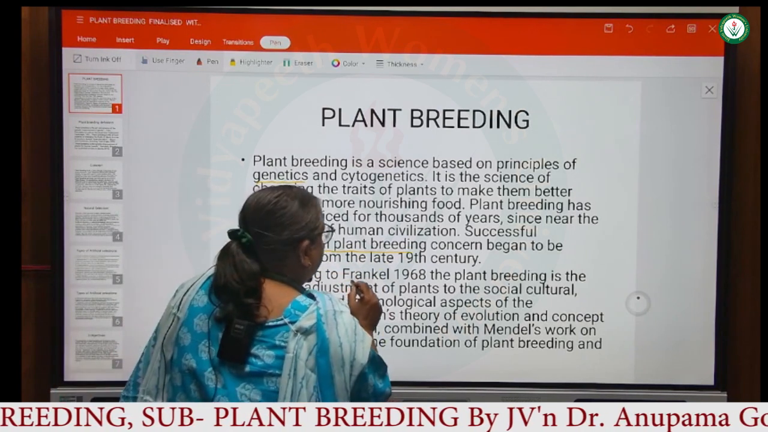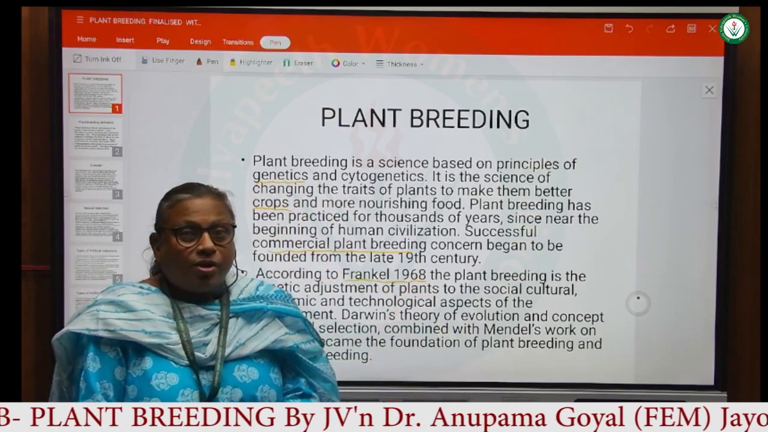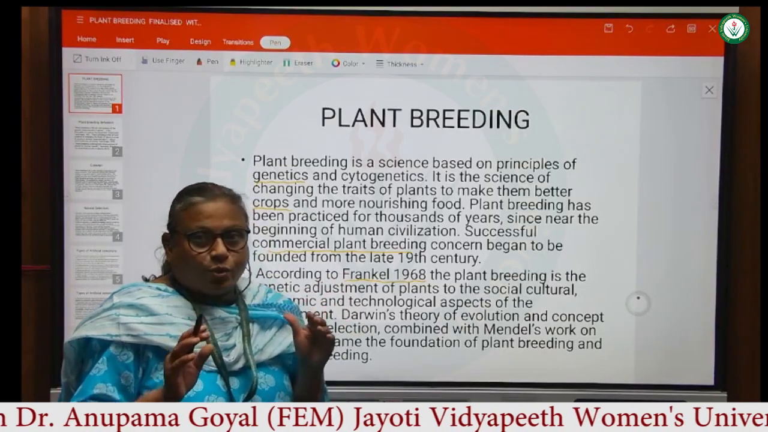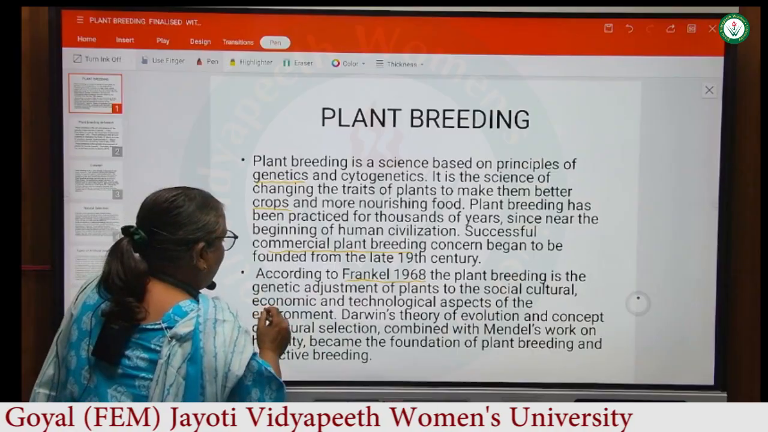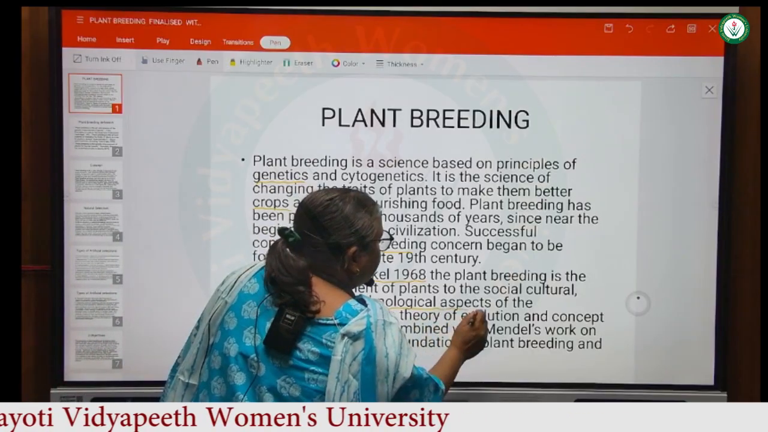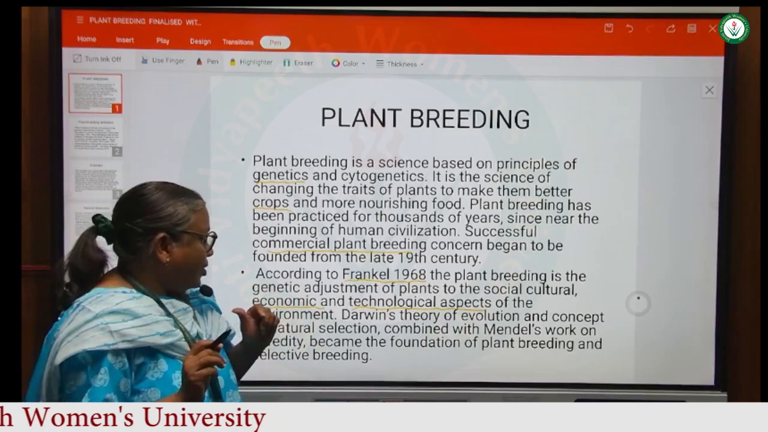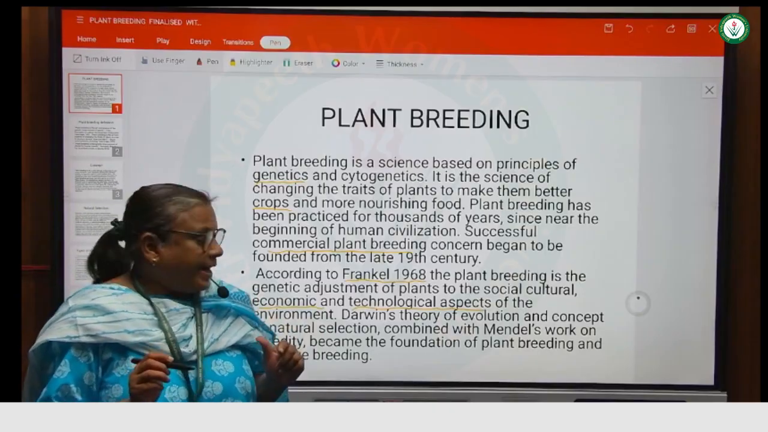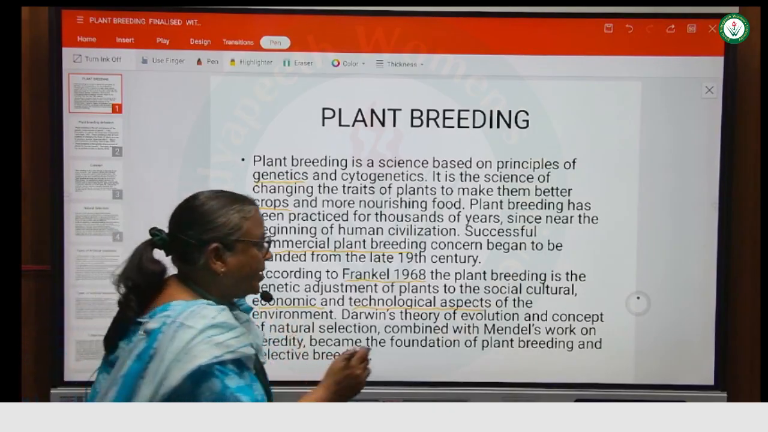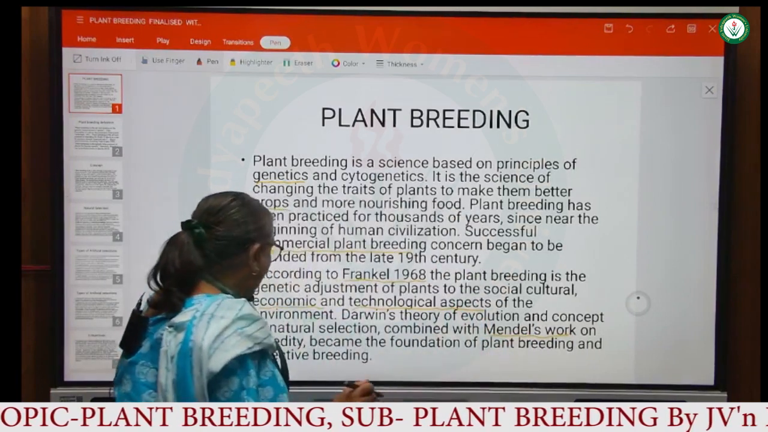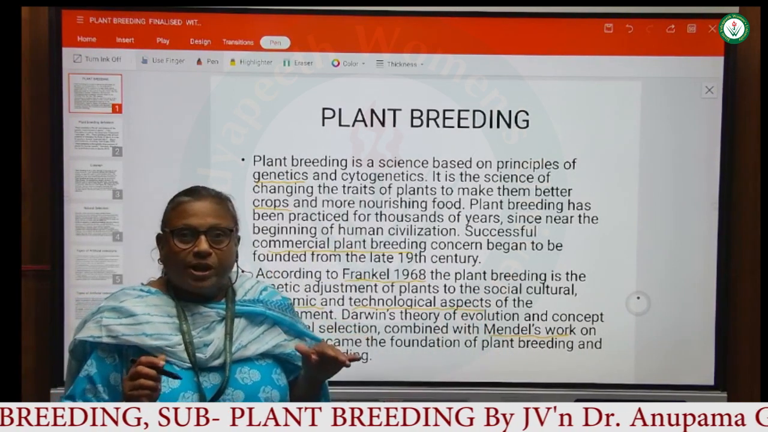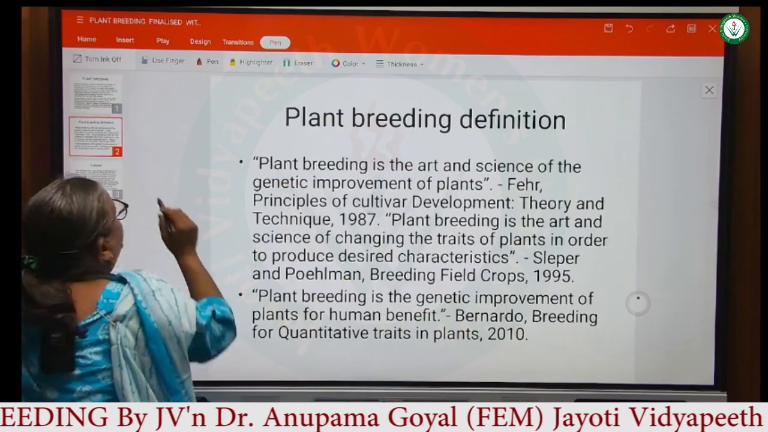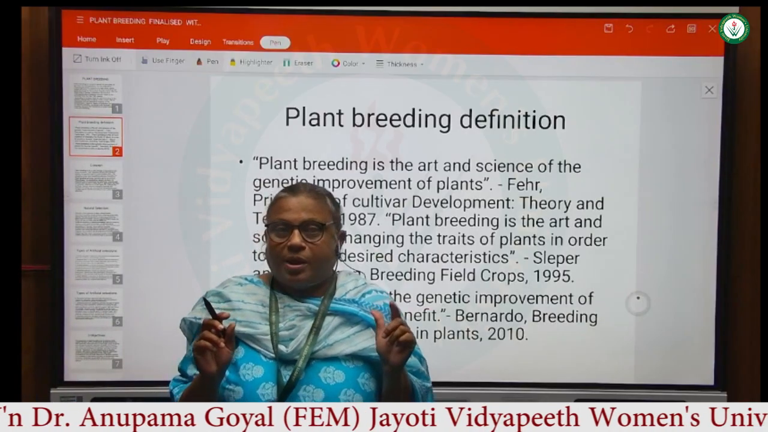According to Frankel, 1968, plant breeding is the genetic adjustment of the plants to the social, cultural, economic and technological aspects of the environment. Darwin's theory of evolution and concept of natural selection combined with Mendel's work on heredity became the foundation of plant breeding and selective breeding. Now, what is the definition of plant breeding?